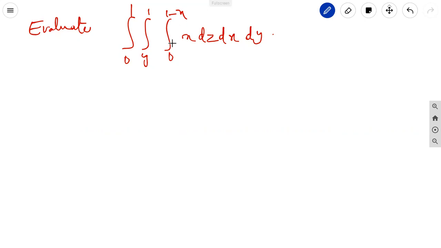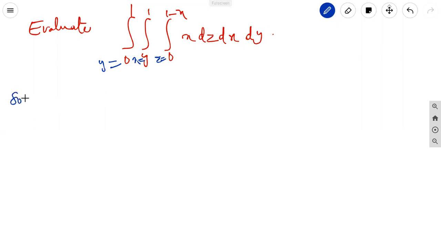Okay, 1 minus x means this function is in x. The limit is y, meaning y equals 0 to 1. It's clear. Then z is equal to 0 to 1 minus x. Z is converted to x. Next, x is converted to y to 1. Y is converted to 0 to 1. That is the condition here.